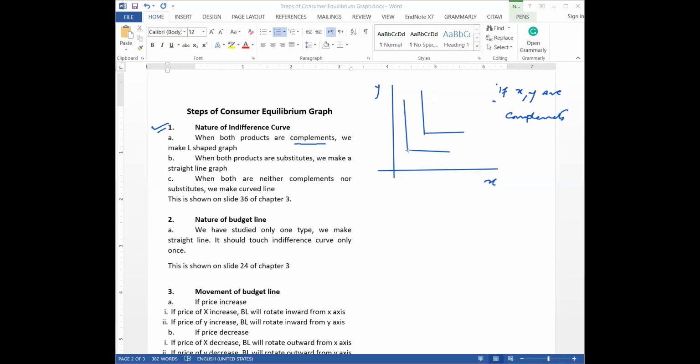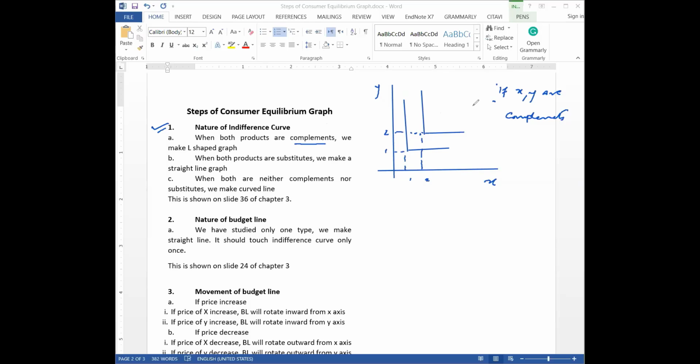And what is meant by an L-shaped graph? L-shaped means that both products are consumed in a bundle. If X is a left shoe and Y is a right shoe, you always need equal pairs. So either you need one of each, or two of each, or three of each and so on. You don't want two of the right shoe and one of the left shoe. It will not work. So for the case of complement goods, there is a specific combination that works. That's why the graphs are L-shaped.